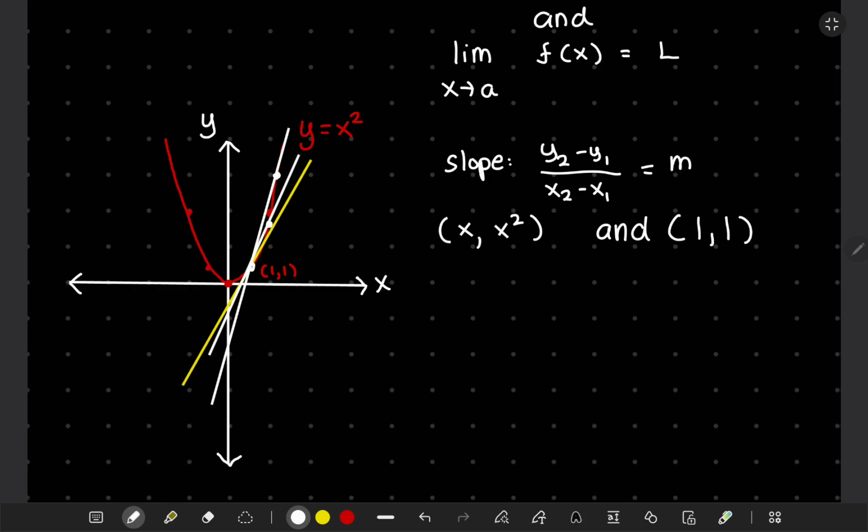Since we're talking about slope, I'm going to write it down. I'm going to say that the slope is y2 minus y1 over x2 minus x1, so that's x squared minus 1 over x minus 1. Okay, so I have that.